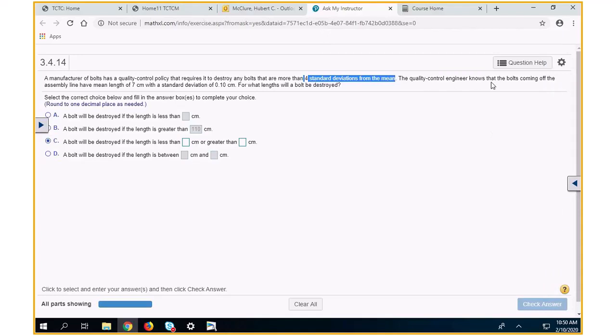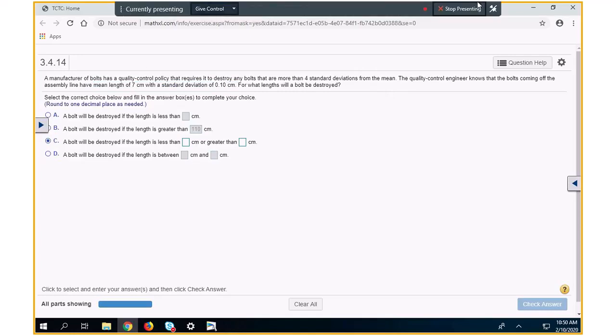The quality control engineer knows the bolts coming off of the assembly line have a mean and a standard deviation. What is that short for? Draw the damn curve. That's what it's short for. So draw the curve. Mean of 7 and a standard deviation of 0.10, a dime. So act like you're adding dimes and subtracting dimes.